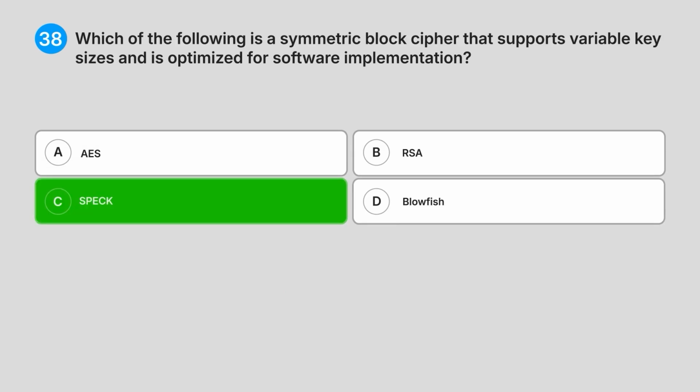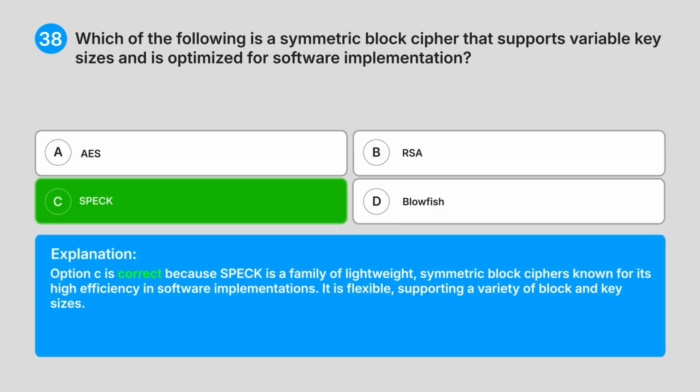Correct answer, C. SPECK. Explanation: option C is correct because SPECK is a family of lightweight, symmetric block ciphers known for its high efficiency in software implementations. It is flexible, supporting a variety of block and key sizes.